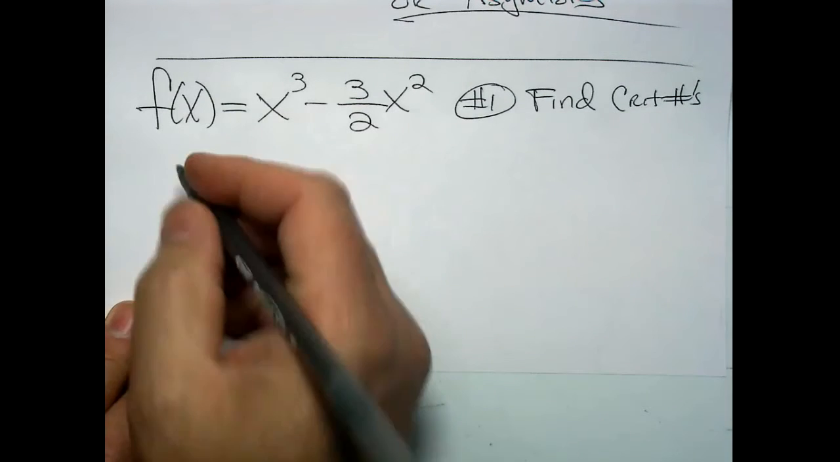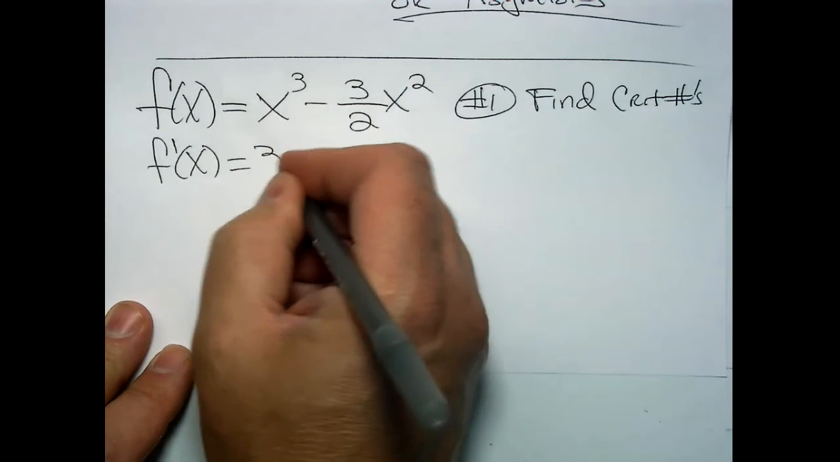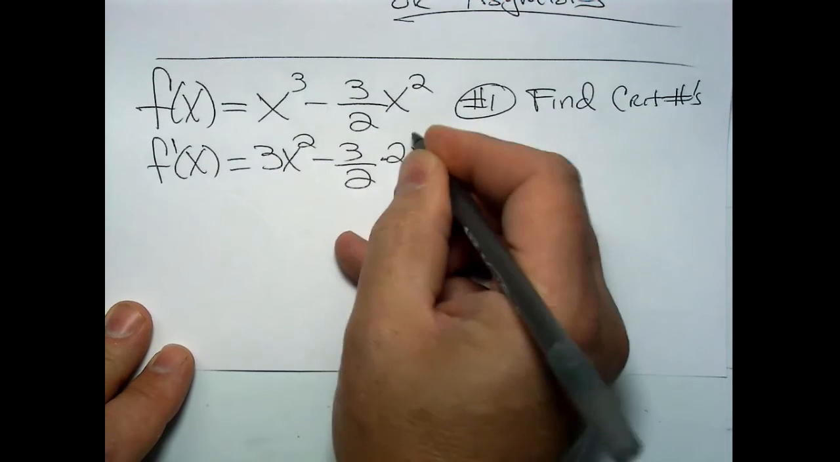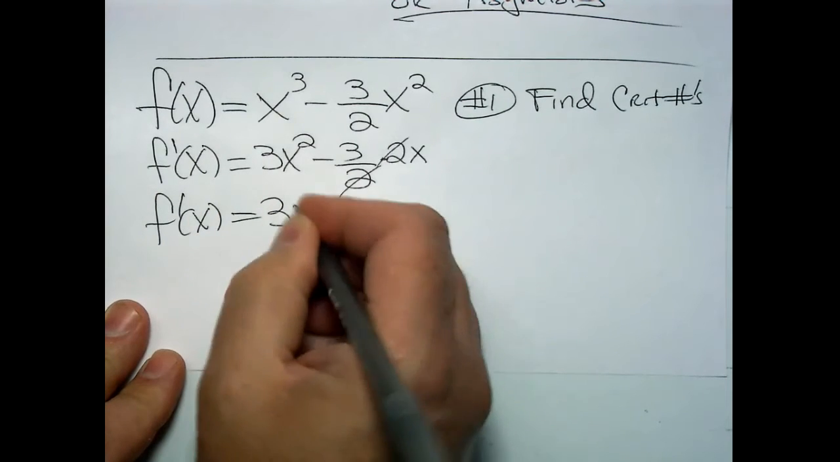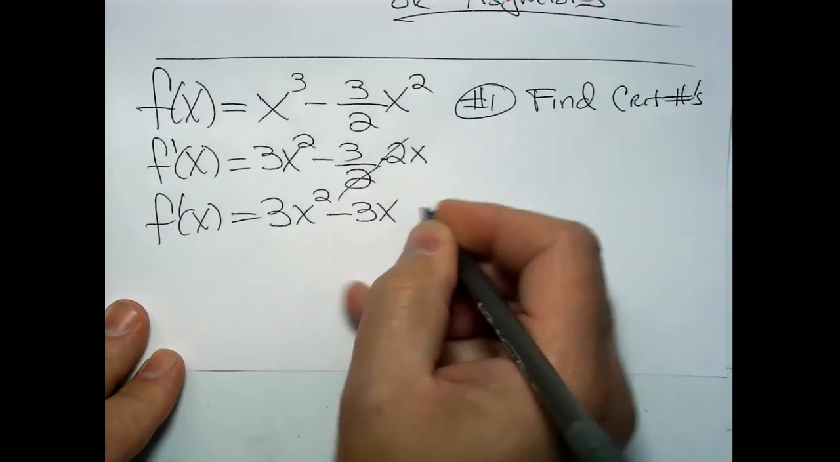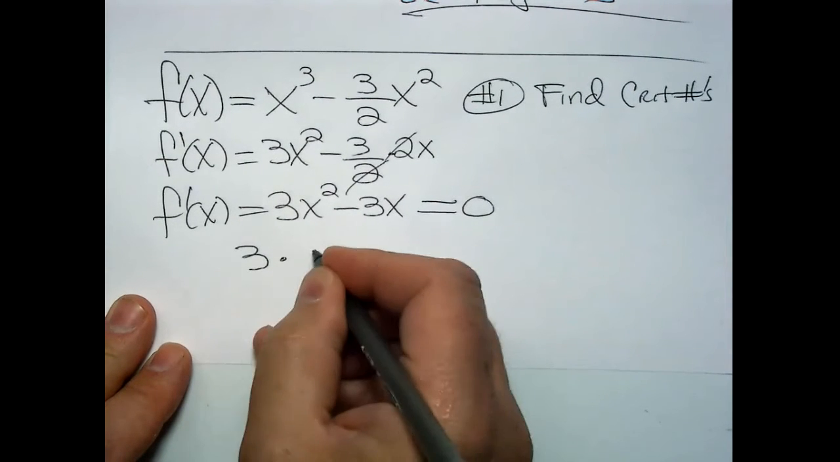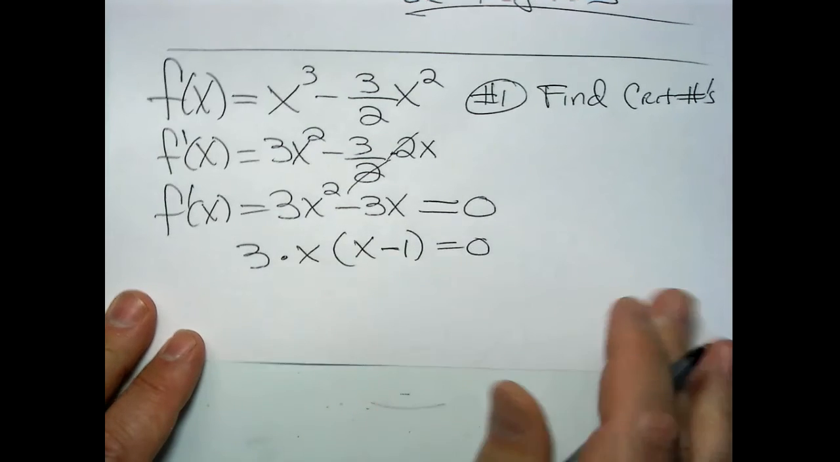Find the critical numbers. And how do you do that? F prime equals 0, F prime equals undefined. So F prime is 3x squared minus 3x, and I want to know when is that going to be equal to 0. Factor out the 3, factor out the x. When is that equal to 0?